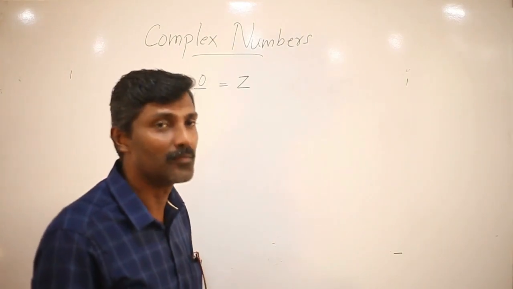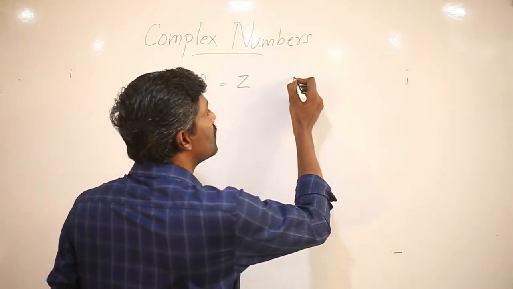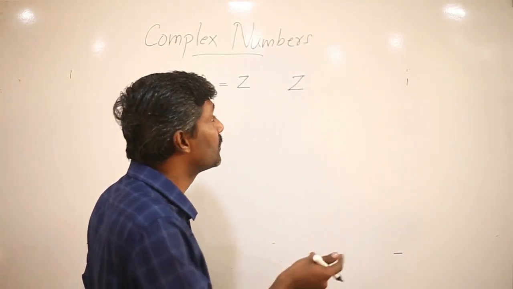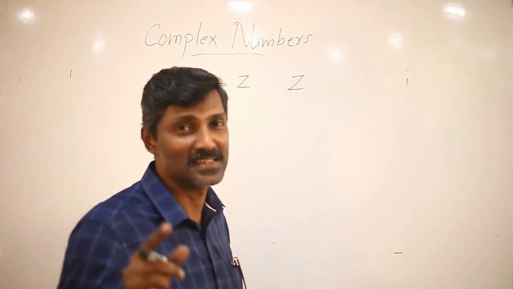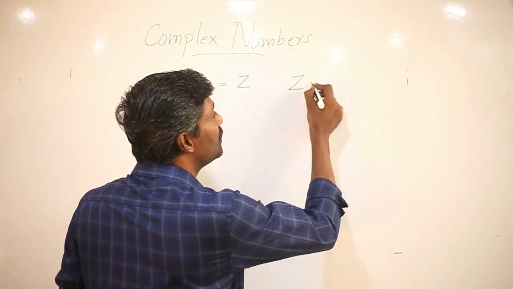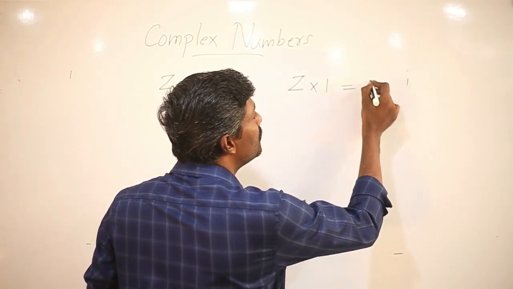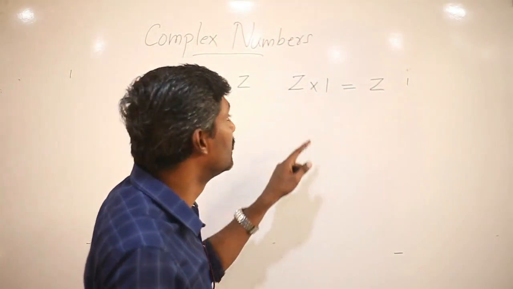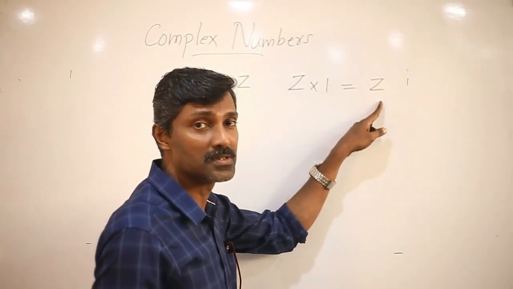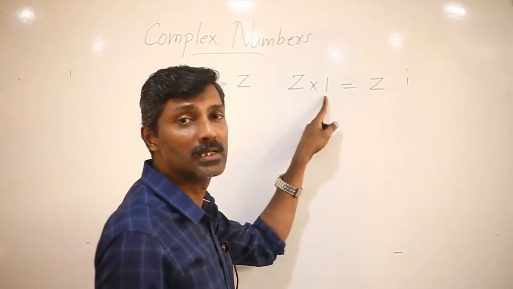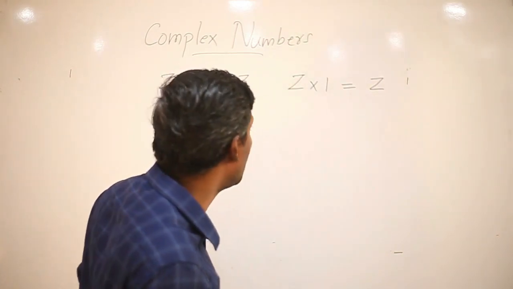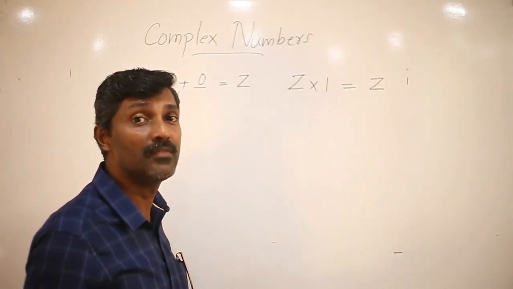How about multiplicative identity? Same concept. You have Z. What number when multiplied to Z will give you Z? It's 1. Z into 1 will give you Z, correct? Any number multiplied by 1 will give the same number. So for any complex number, the multiplicative identity is 1. How about the additive inverse?